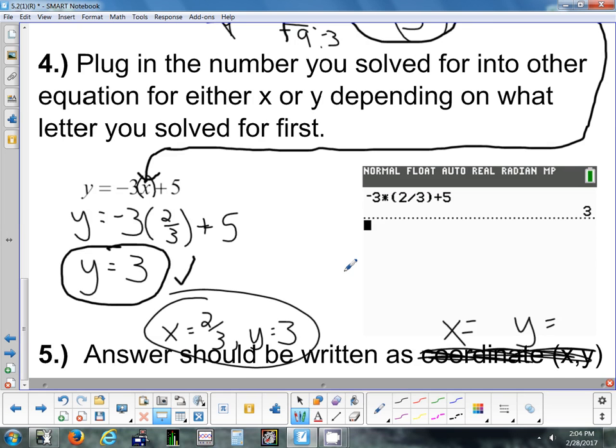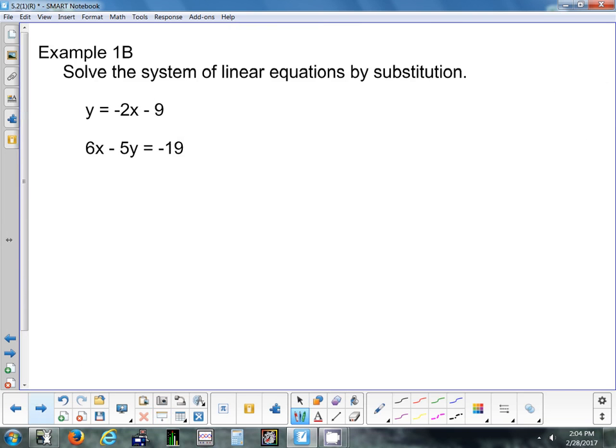Anybody still copying them down? All right, so same directions as last time, solve the system. Who can tell me what I should do first? What's step 1?